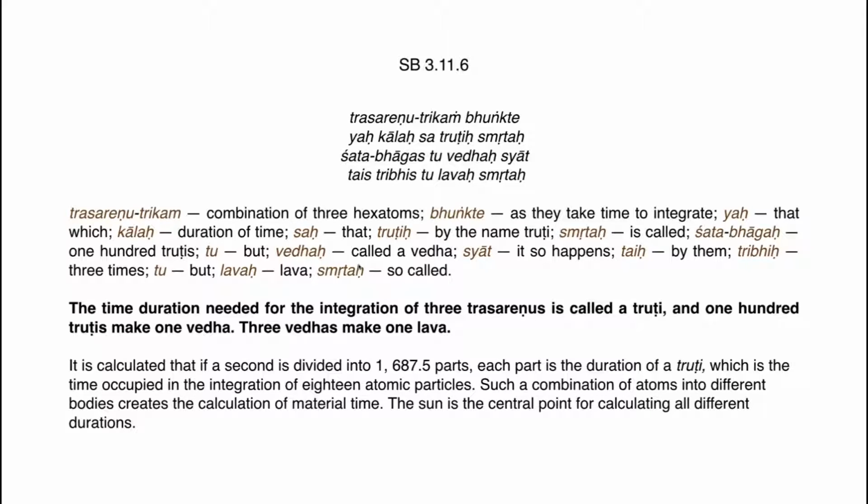And then the next verse was: the time duration needed for the integration of 3 trasareṇus is called a truṭi, and 100 truṭis make 1 vedha. 3 vedhas make 1 laghu. So Prabhu says if you calculate that second by 1,000, so many parts, then that's a truṭi, which is described here. That the time duration needed for the integration of 3 trasareṇus is called a truṭi, and 100 truṭis make 1 vedha. Okay, so that's the time it took to integrate 18 atomic particles.